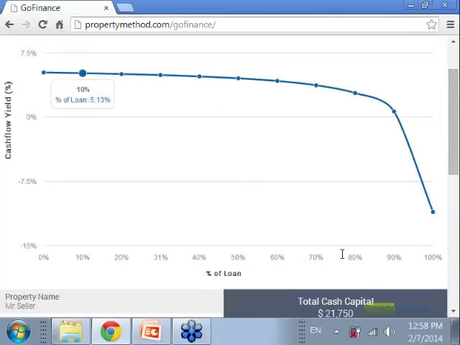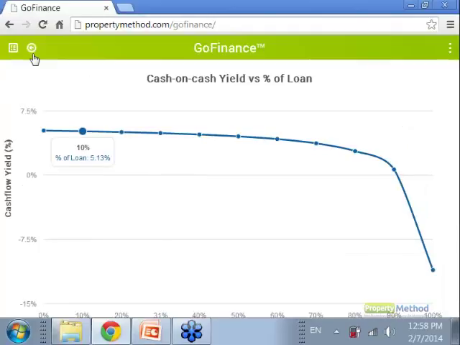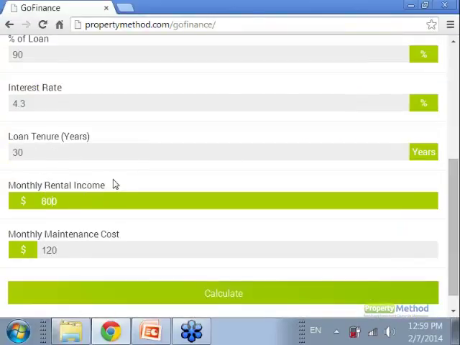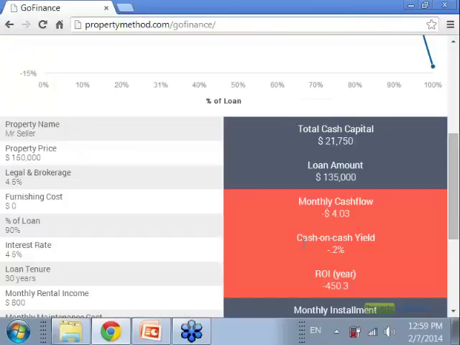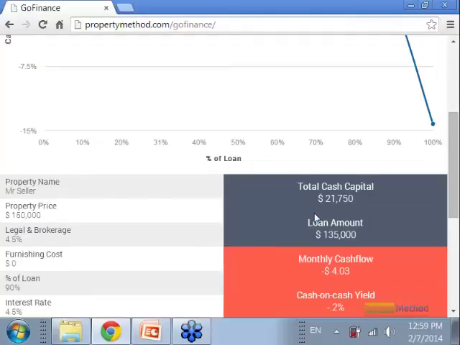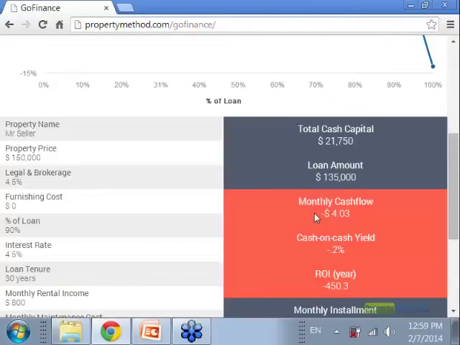In the extreme case, let's go back. In the worst case scenario, for example, you're not able to get the 800, or the interest rate increases in the following years to maybe 4.5, and the rest are still the same, let's just see what will be the changes. You will see we will have a negative cash flow here, and it will be highlighted in red to show us that this investment doesn't produce any cash flow.